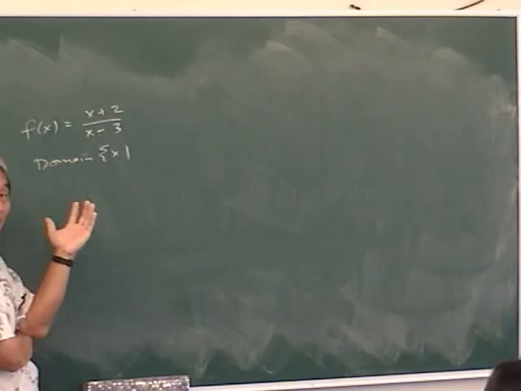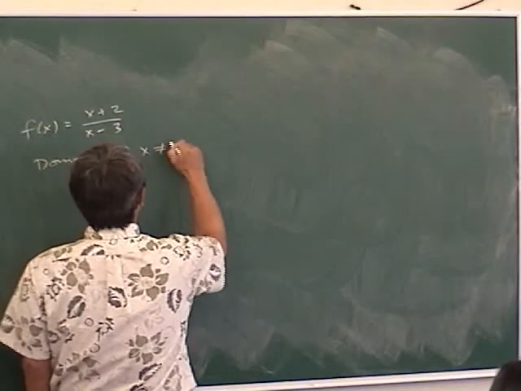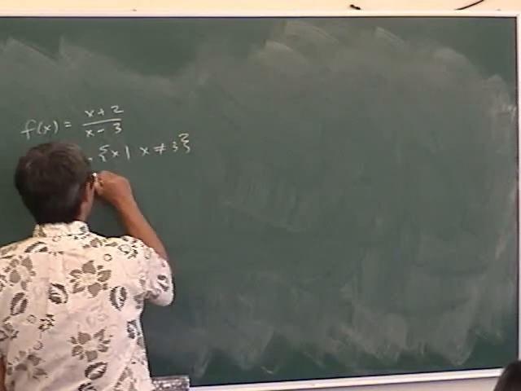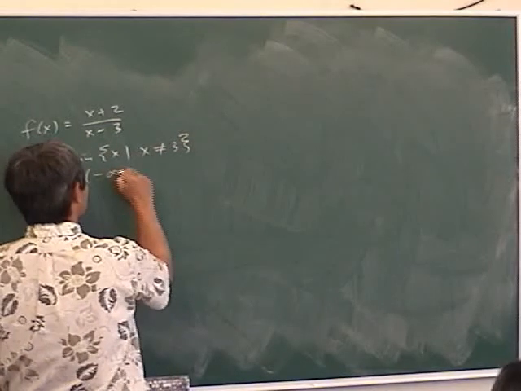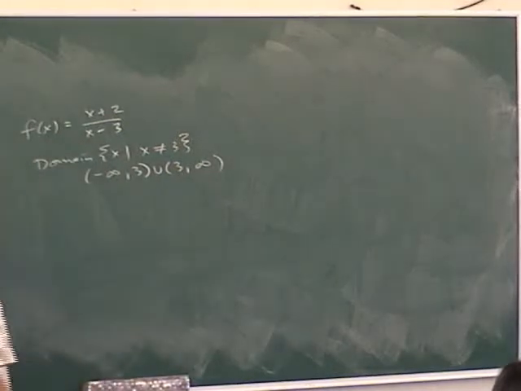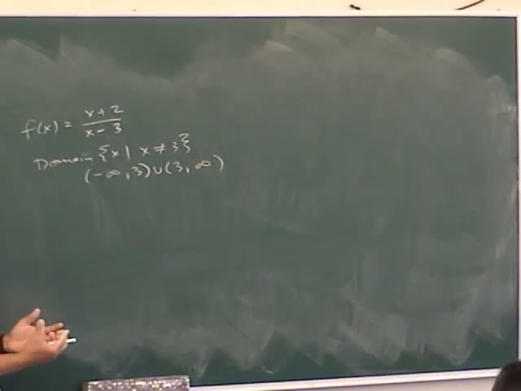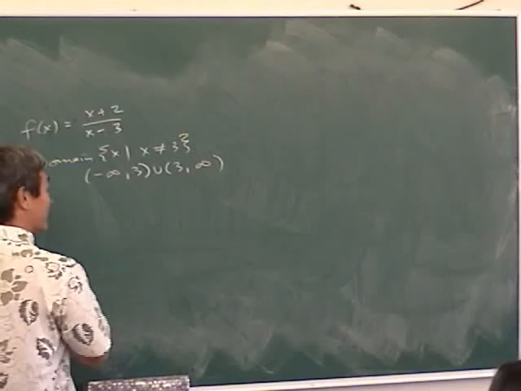What's the only number I cannot plug in for x? 3, because it makes the denominator 0, right? So the domain is simply x such that x cannot equal 3. Or if you'd rather write it like this, anything but 3. So it's easy. Whenever you have a fraction, you just got to make sure the denominator cannot be 0, right? We've been taught that since Algebra 1. Okay, now how about the range?